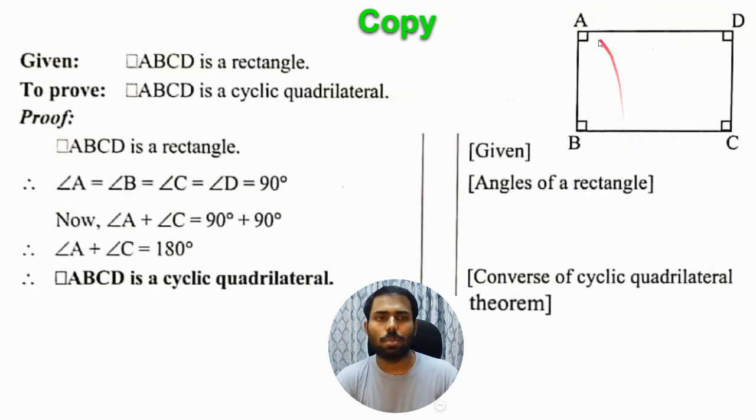So now add any one pair of opposite angles, either A plus C or D plus B, either will work. So they have added A plus C. So A plus C is equal to 90 plus 90. So A plus C is 180 degrees. 180 degrees means the quadrilateral ABCD is a cyclic quadrilateral. Reason? Converse of cyclic quadrilateral theorem.